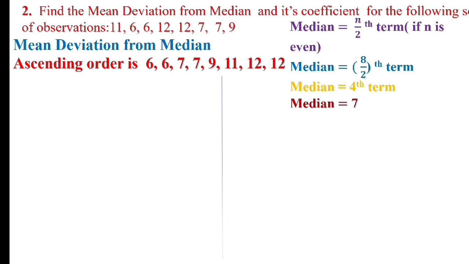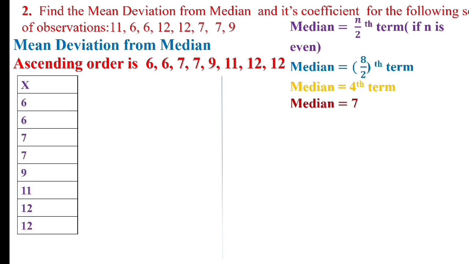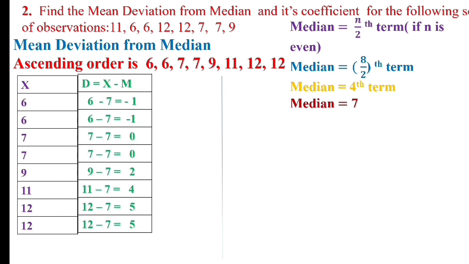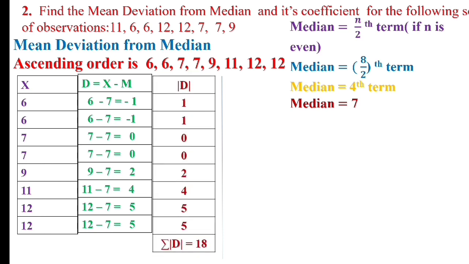Now we find out deviations. Deviations means capital letter D. The given values are written as x, then D will be written as x minus m, that is median. 6 minus 7 is minus 1, 6 minus 7 is minus 1, 7 minus 7 is 0, 7 minus 7 is 0, 9 minus 7 is 2, 11 minus 7 is 4, 12 minus 7 is 5, 12 minus 7 equal to 5. So these negative and positive values will be written as only positive values. Minus 1 becomes 1, minus 1 becomes 1, 0, 0, 2, 4, 5, 5. Here we need to remember that a negative value is considered as a positive value, and the remaining positive values are written as they are. Total of D value is 18.